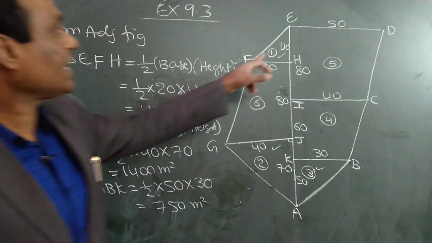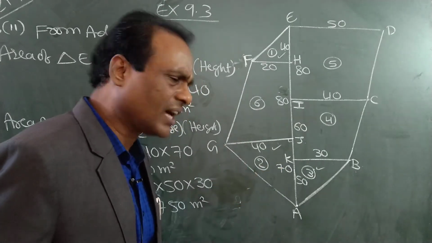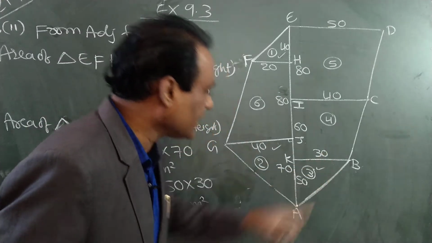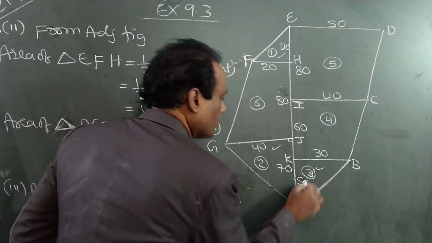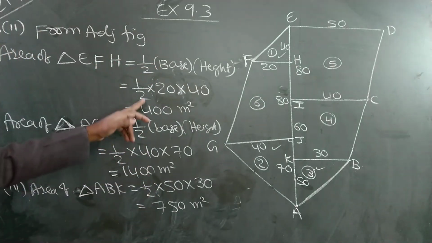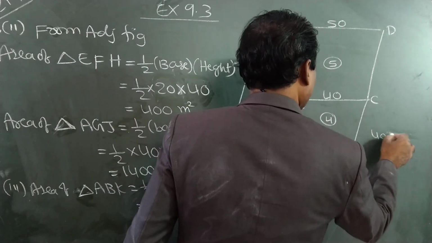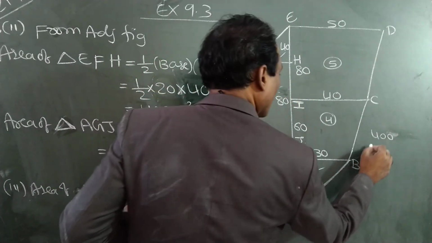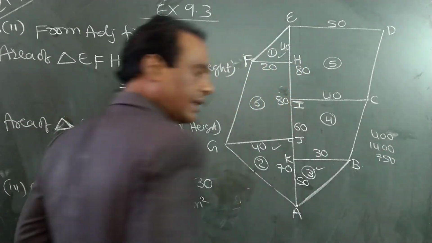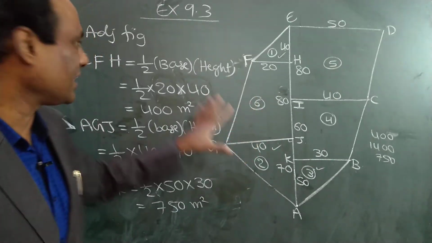Now write down. Area of triangle is half base into height. See, the base and height both are given. So base is 40, height is 70. In this small triangle, base is 50, height is 30. Similarly, base is 20, height is 40. So with the half base into height formula, I got the areas of three figures. That is 400, 1400, and 750. Write down up to here. Now I am finding the trapezium areas.